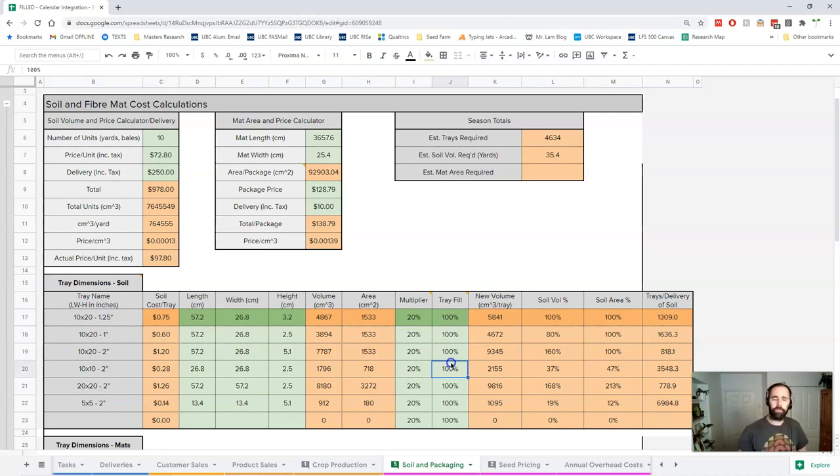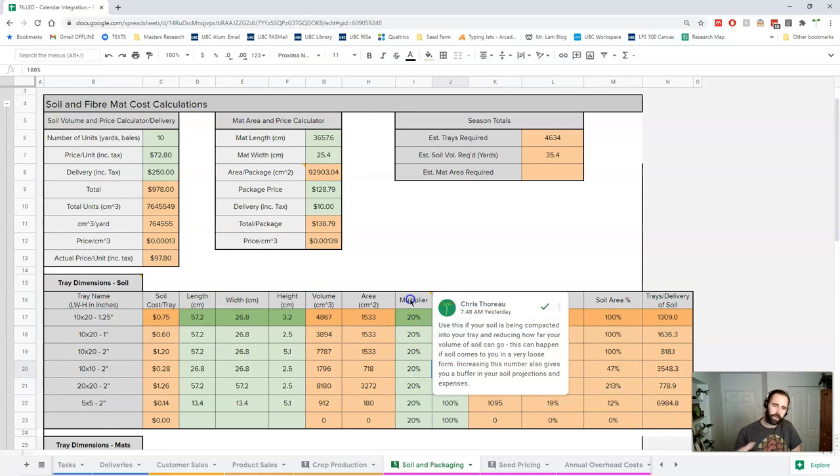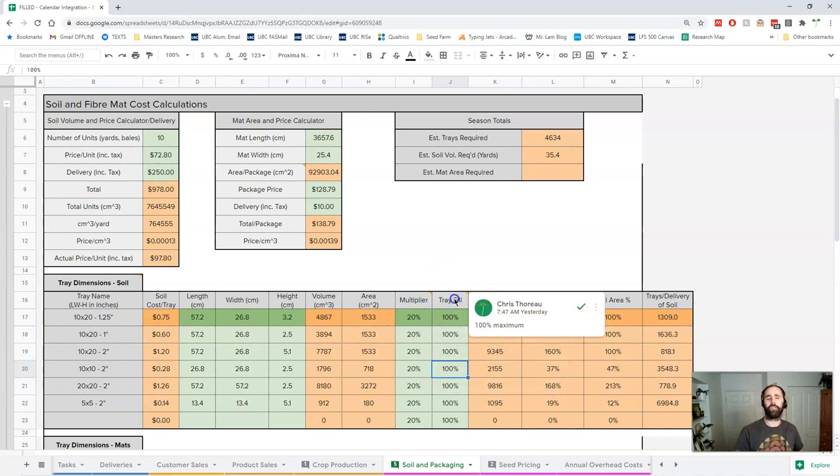Now, tray fill comes in with these deeper trays. So maybe I'm using a 10 by 20 tray, but I'm only filling it up halfway, and therefore I'm only doing it 50% full, and then it's going to bring the cost down quite a bit. The same as my 1-inch tray, of course, because now it's only an inch deep. So that just allows you to make those adjustments. So you're just using that to adjust. If, when you're getting your soil in your tray, it becomes more compacted than when you got it, or if you are only filling your trays halfway, you can adjust this.